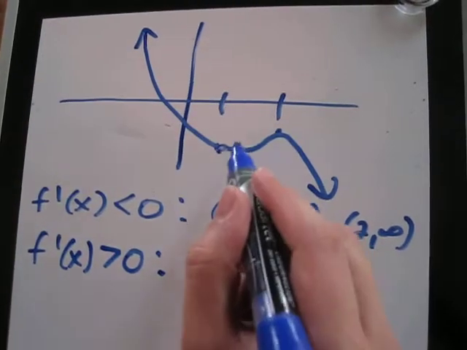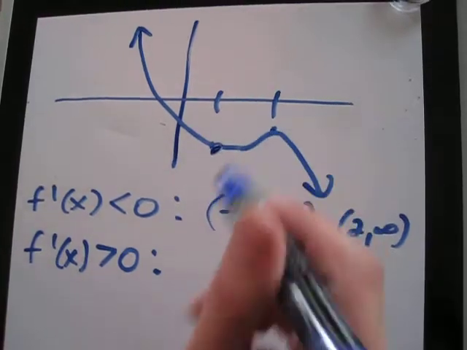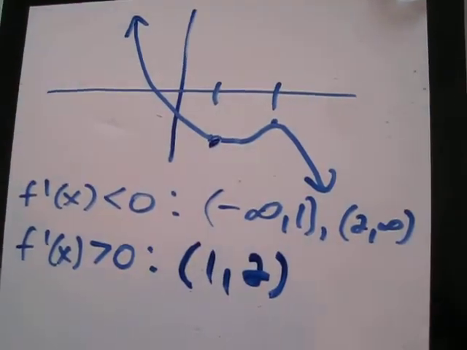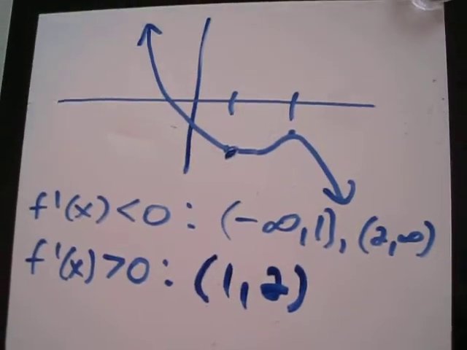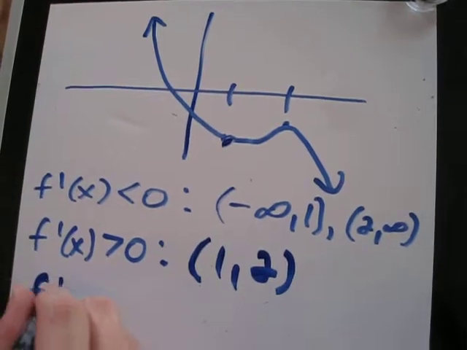In other words, where the function is increasing, and as you can see, it's increasing from 1 to 2. So on the interval 1, 2. And lastly, we are also going to determine where f prime of x is equal to 0.